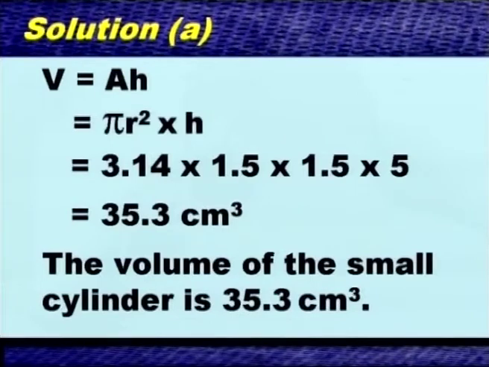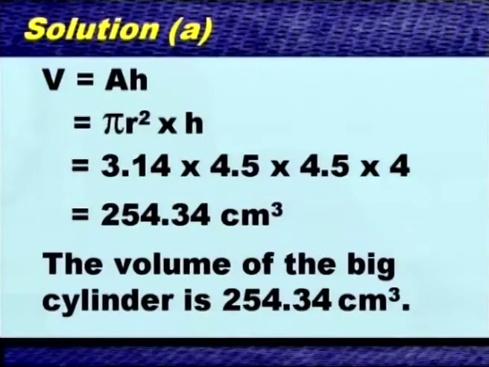This group, did you get that? Did you get your answer? 35.3? Okay, you made a mistake somewhere there, maybe because of the radius. So take note of that. That's the volume of the small cylinder.